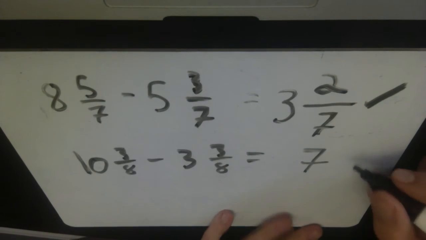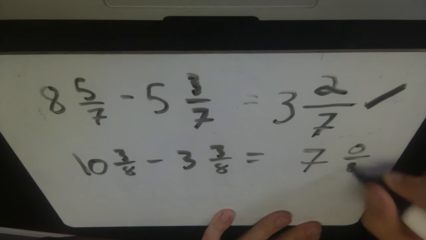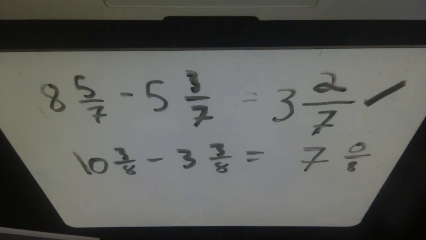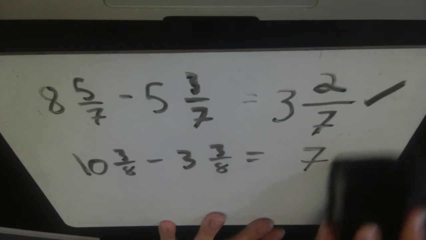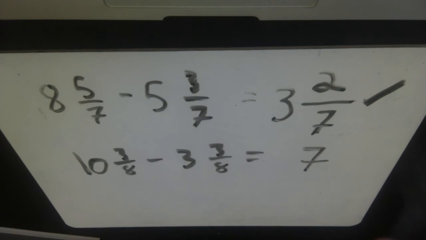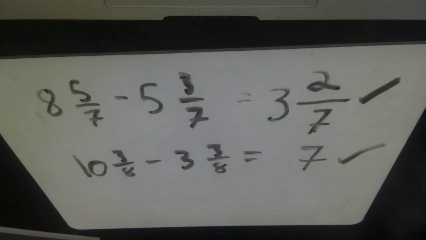If you wrote 7 and 0 over 8, that is still okay. It means the same thing. You just don't really need to write this part because it doesn't really exist, because it's asking how many times does 8 go into 0. Well, it doesn't happen. So there's a mark there.